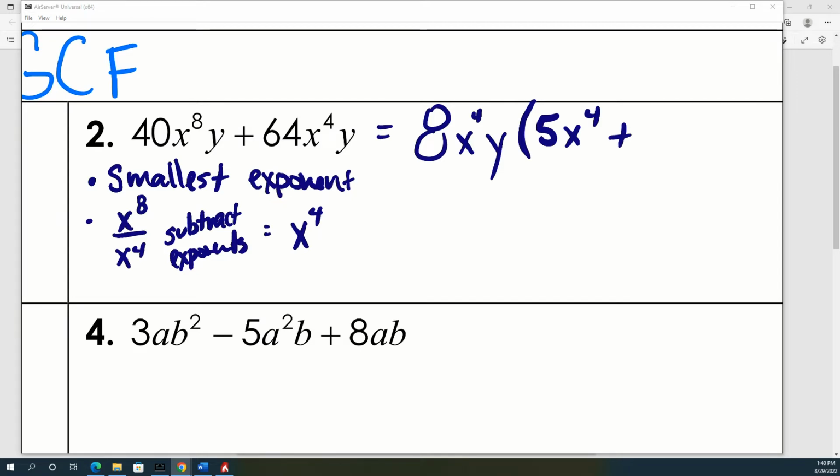All right, and we'll do the same thing again for 64 x to the 4th y. So we divide 64 by 8, which is 8. I'm going to factor out x to the 4th from x to the 4th. So it completely factors out, and there's no x left. And I'm going to factor a y out of a y, so it completely factors out, and there's no y either.